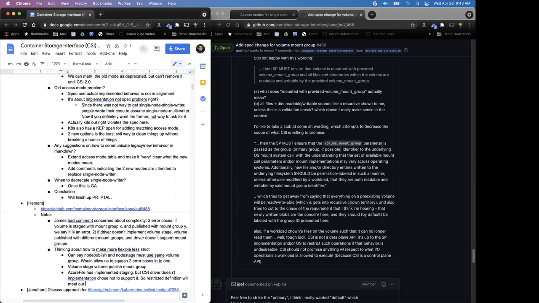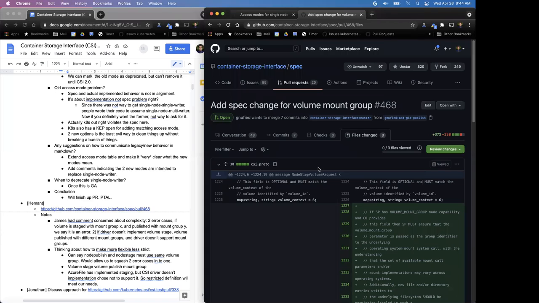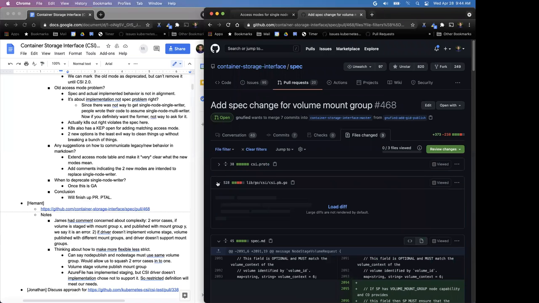I don't know if that will be enough. That's why I pinged James offline to see if he wanted to come to this meeting. That will restrict the flexibility that we had in the spec, and it could clean up the error handling. But I don't know if that's enough or what everybody else thinks.